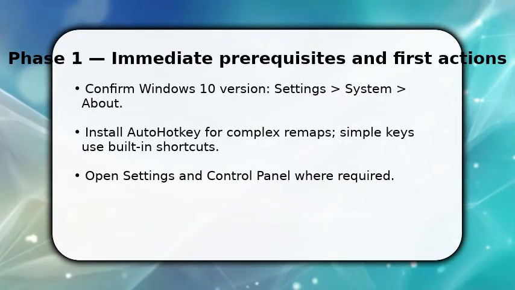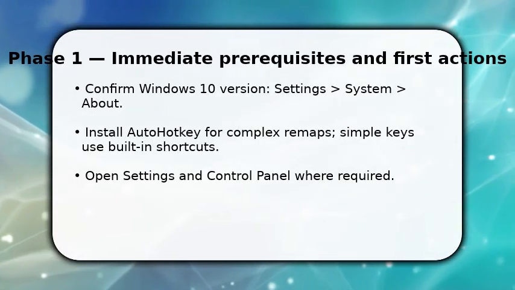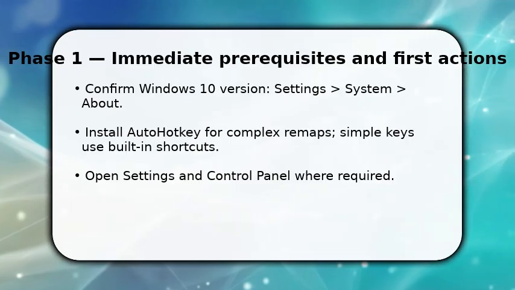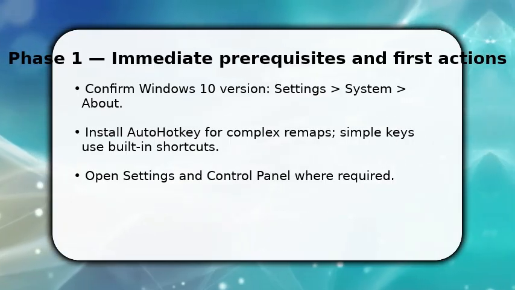You start by confirming your Windows 10 build and deciding tool scope. Open Settings, System, About to check your version. Make sure you have administrator rights.